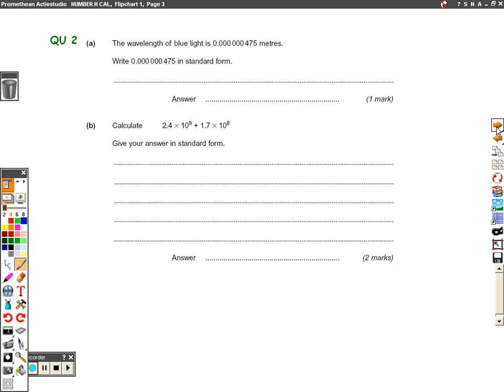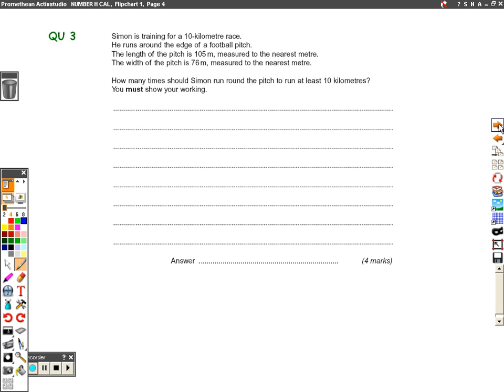Question 3. Okay, Simon is training for a 10-kilometre race. He runs around the edge of the football pitch. The length of the pitch is measured and it says to the nearest. Anytime you see nearest, you should be thinking of upper and lower bounds before you do any form of calculation.